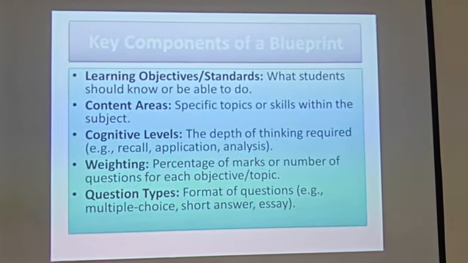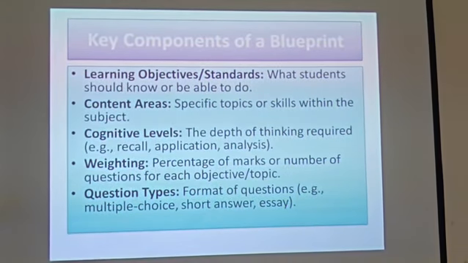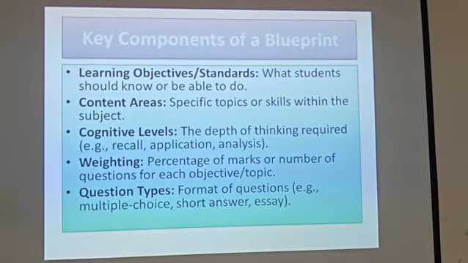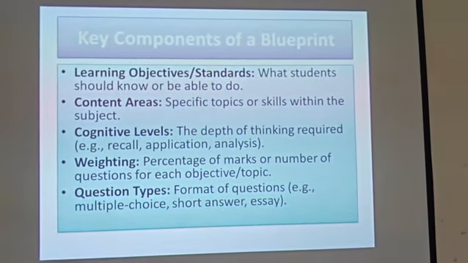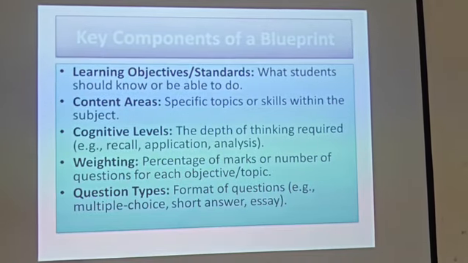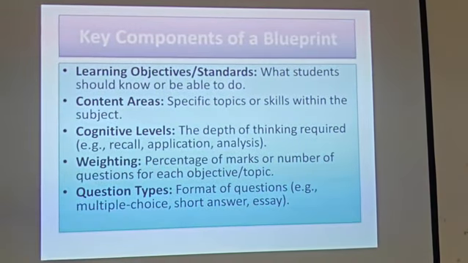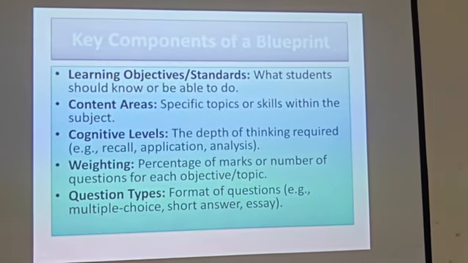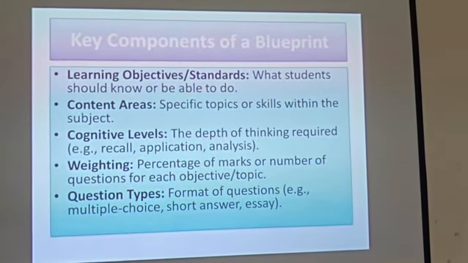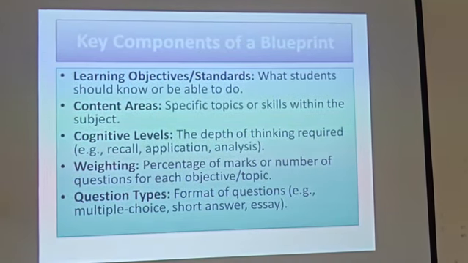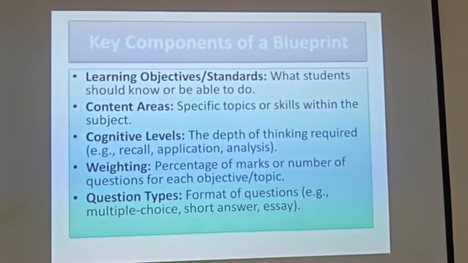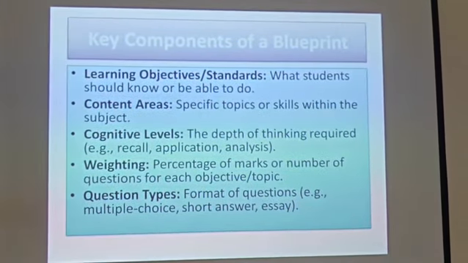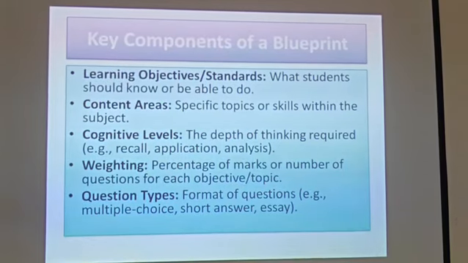Third one is cognitive levels, the depth of thinking required. For example, recall, application, analysis: how the student will get the knowledge, how he will explain any concept and how he will analyze that topic. Then weightage, percentage of marks or number of questions for each objective or topic. How much weightage is given topic wise, that you have to write here.